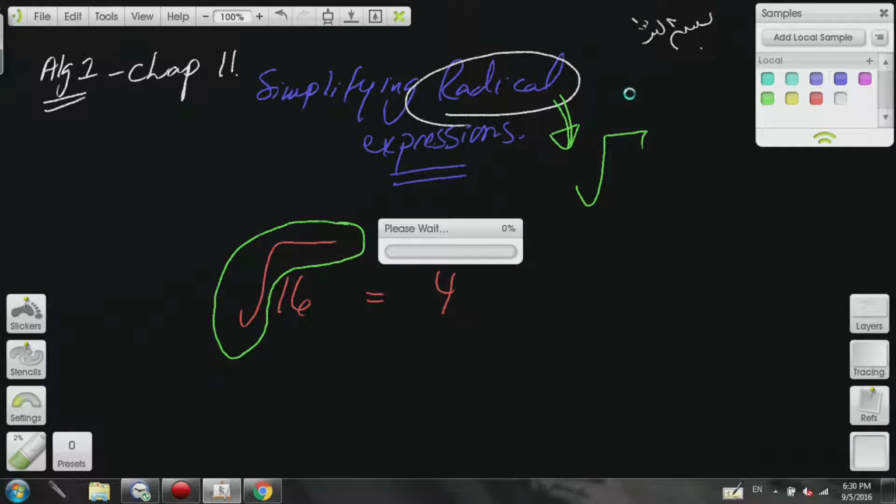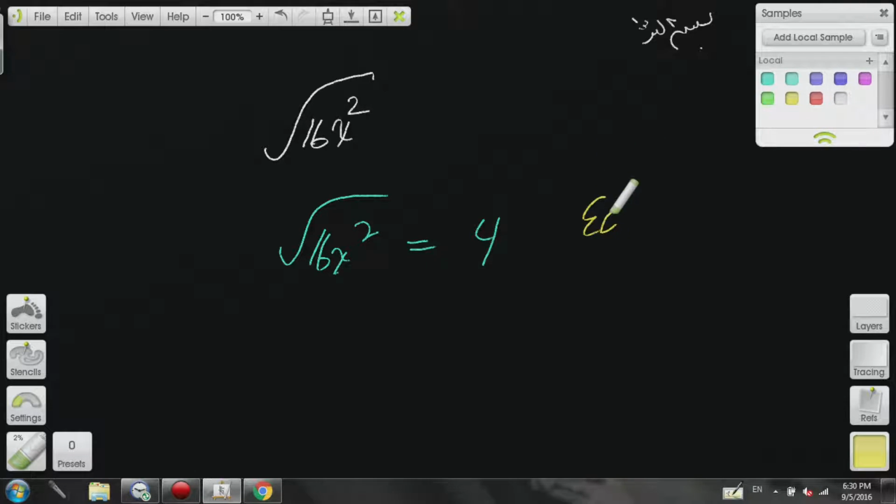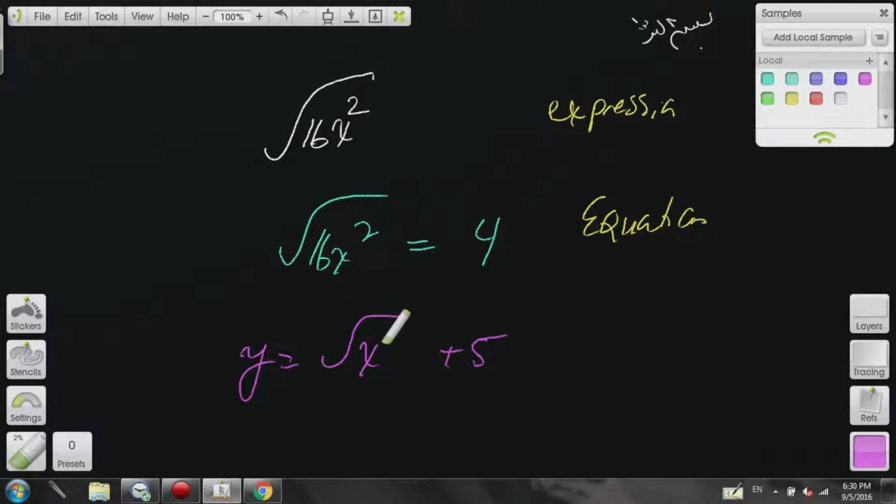So radical expressions are, for example, something like this: the square root of 16x squared. This over here, the square root of 16x squared equals 4, is an equation. So this is a radical expression, and this is a radical equation. And if you had this, it would be a radical function.